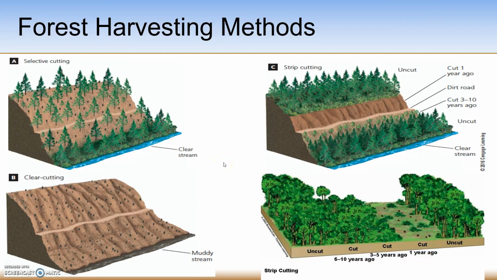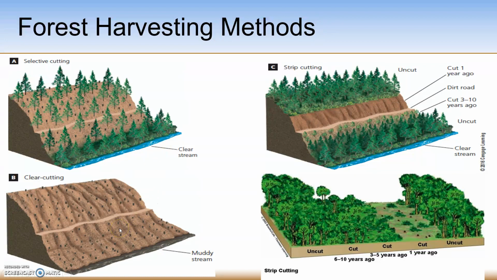There are different methods to harvest trees from forest. This first one is a diagram depicting selective cutting. This technique cuts intermediate aged or mature trees, either singly or in small groups.